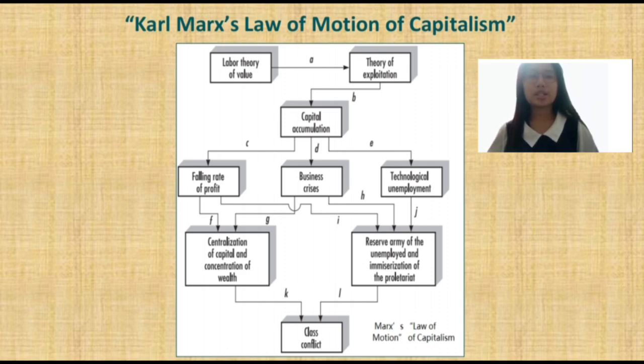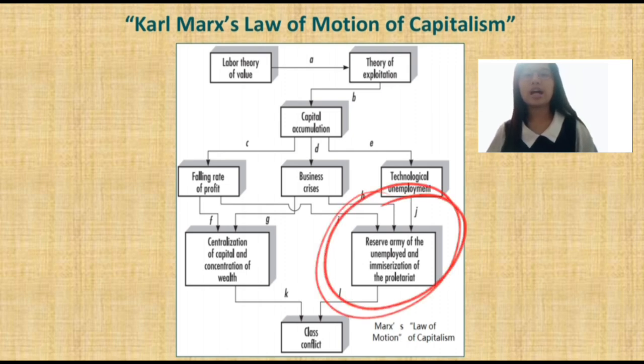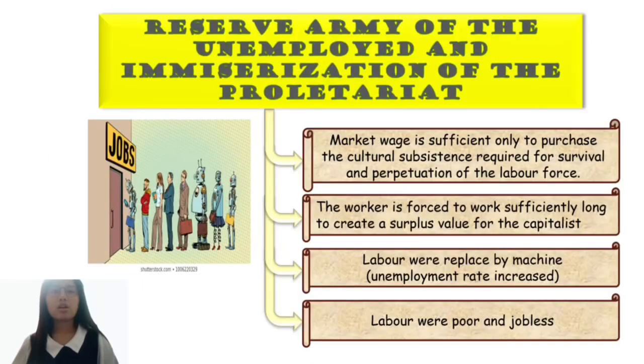I will continue the presentation with the reserve army of the unemployed and immiseration of the proletariat. According to Karl Marx, the wages paid to the workers tend towards cultural subsistence because of the presence of a large reserve army of the unemployed. The worker is forced to work sufficiently long to create a surplus value for the capitalist. So, because of the falling rate of profit, business crisis and technological unemployment, the size of the industrial reserve army of the unemployed increases.